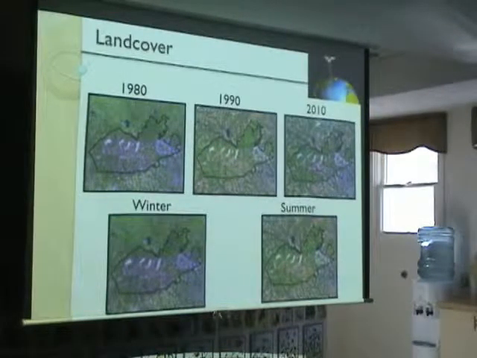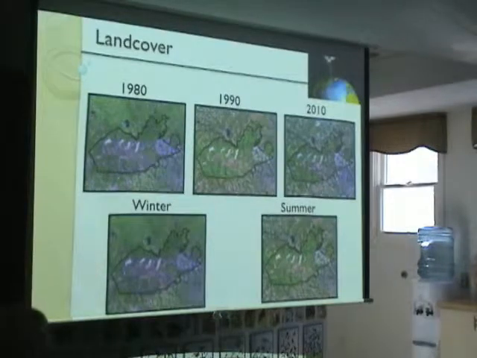So you can really pick up where there are pine trees that are evergreen versus riparian forest with a lot of oak trees, which are going to lose their leaves.